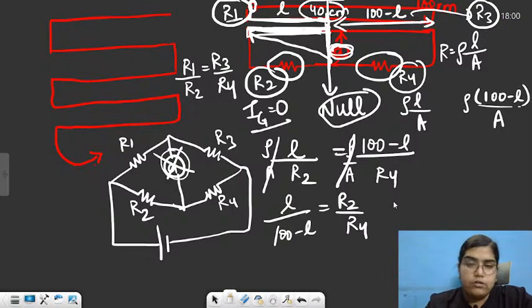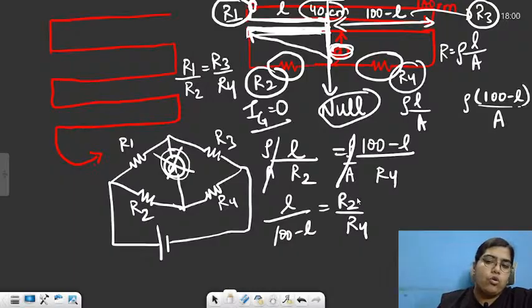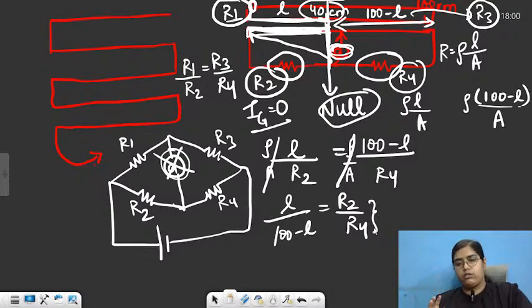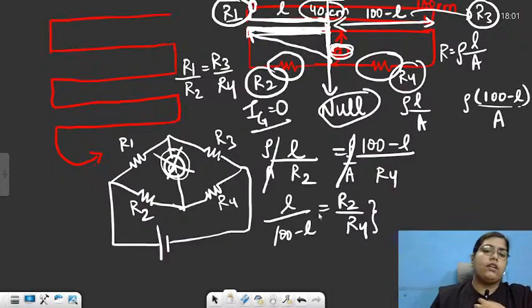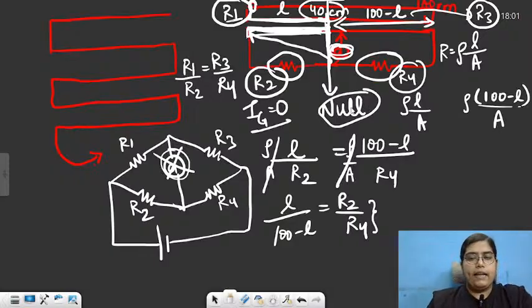So where do we use this meter bridge? You will already know a value for R2 or R4, either of these two resistors. Like if you are given that the value of R2 is 20 ohms, and then you go to the lab and you have to find out the resistance R4. Then you connect R4 over here from the resistance box, and start moving the stylus. As soon as you get a null point, you get the value for L, and then you put the value of L and 100 minus L, and you get R4.